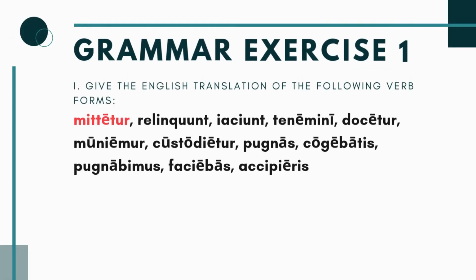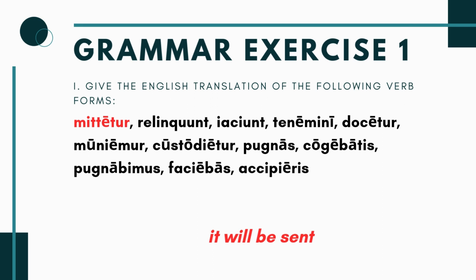So grammar exercise 1 starts with this. You're doing translation. So they're giving Latin verbs and you're just translating it. The first one we have is mitator, okay? Now, this is the verb mitto, mittere. It's not a third IO verb, but they're not necessarily all third IO. It's just mixing in tenses, things like that. This is third person passive, and you can tell by the E in front of the ending that it's future tense. So mitator just means he, she, or it will be sent.